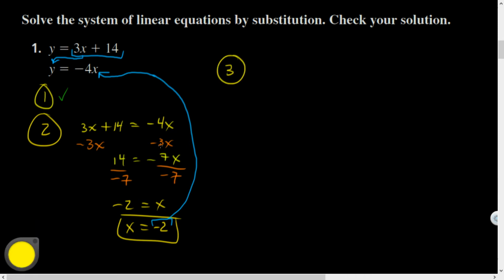So step 3, plug this answer into one of your original equations. And I'll have y equals -4 times -2. And then solve for your remaining variable. Y equals, yeah, +8. Yep.